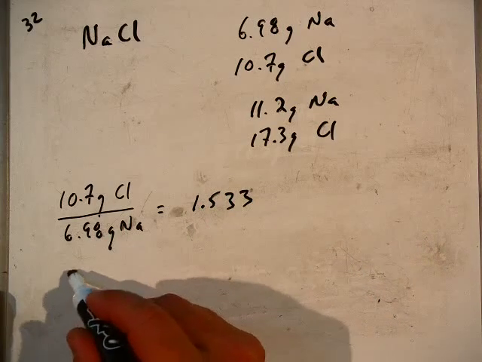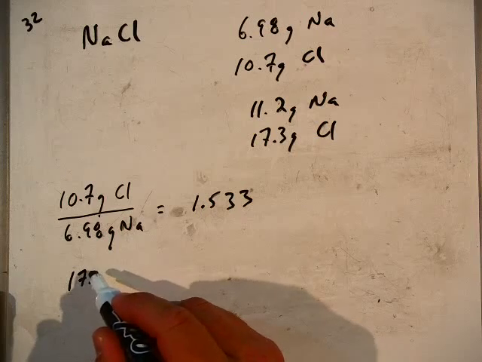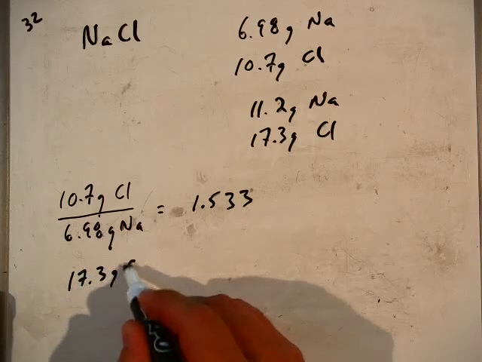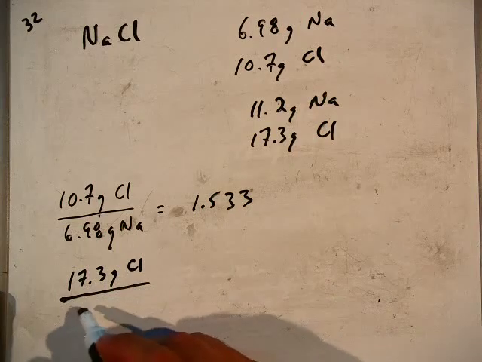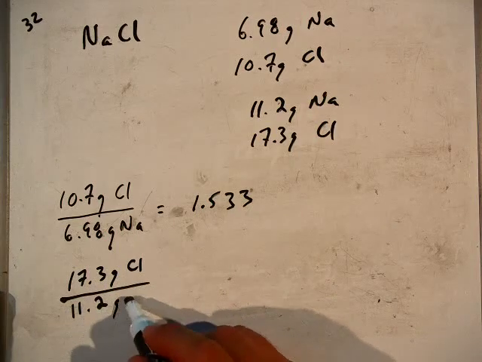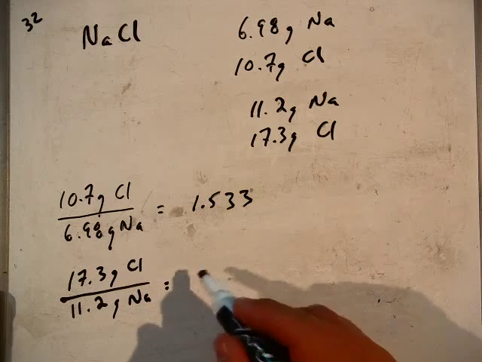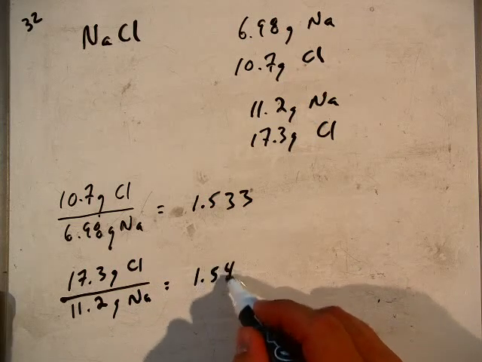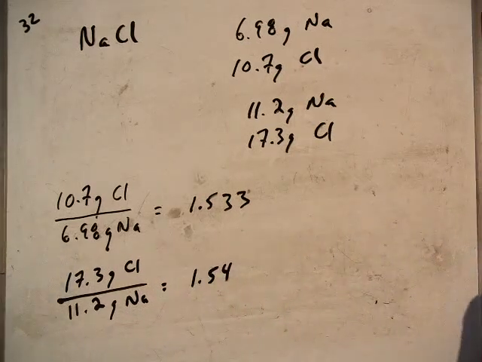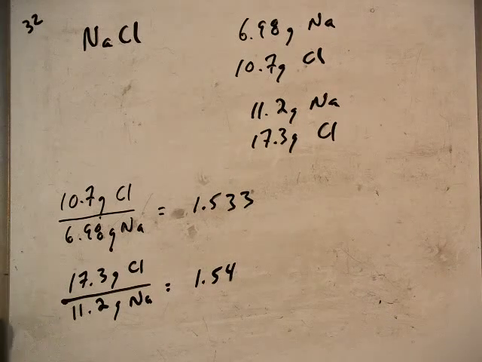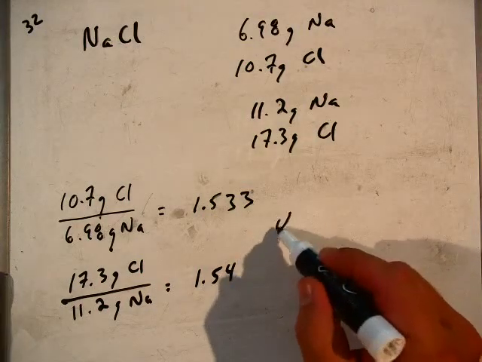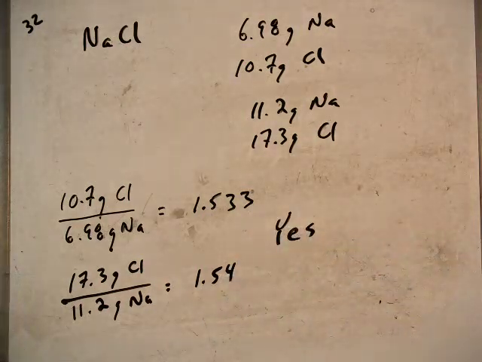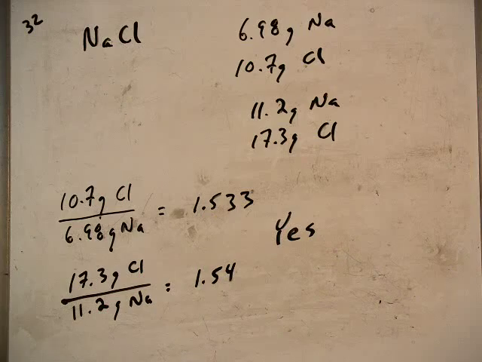I'm also going to do that for my other sample, which provided us with 17.3 grams of chlorine and 11.2 grams of sodium. And when I do that division, I get 1.54. They are slightly different, but for the most part, these guys are exactly the same with a ratio of 1.5. So yes, this does follow the law of definite proportions. Both samples of sodium chloride have the same mass-mass ratio.